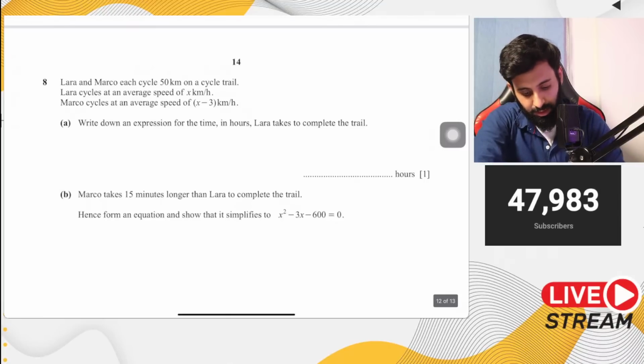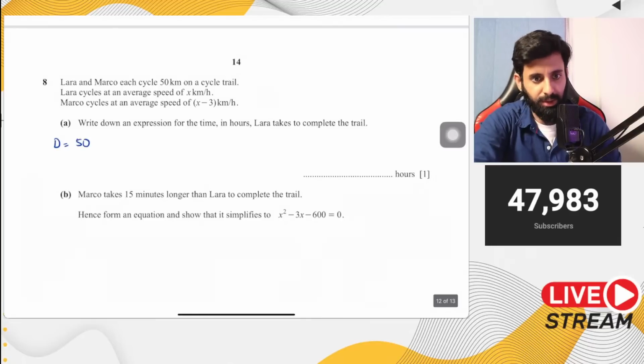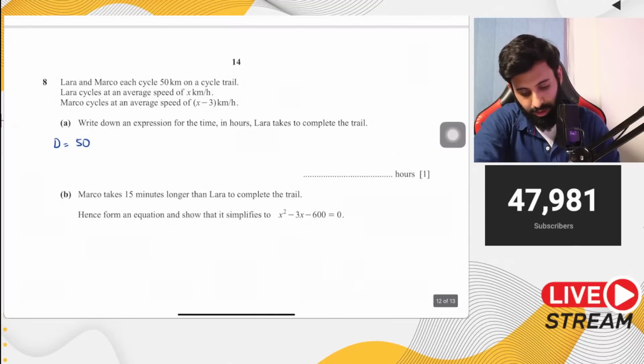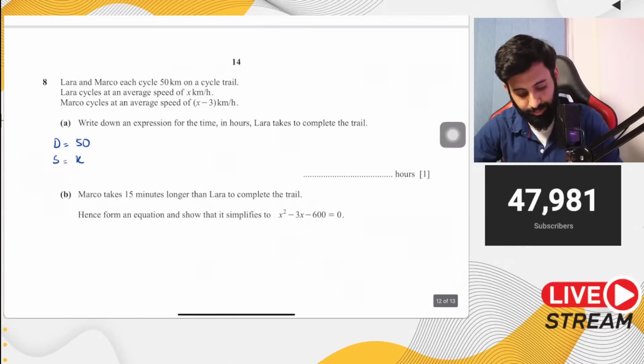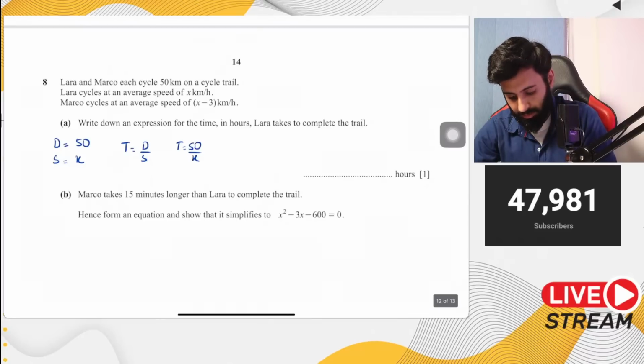Okay, so let's write down the information for Laura. The distance that she's cycling is 50. In fact, both the distances are 50. And the time that she takes is what we need to find out. The speed at which she's cycling is x. So what's time equal to? Time, as we know, is equal to distance upon speed. So that means time is equal to 50 upon x.